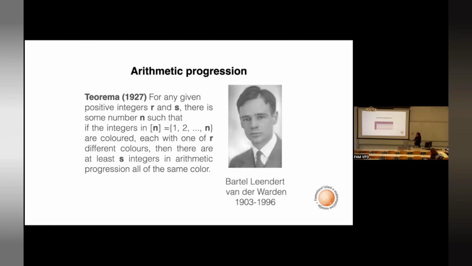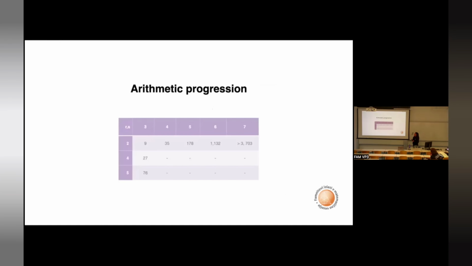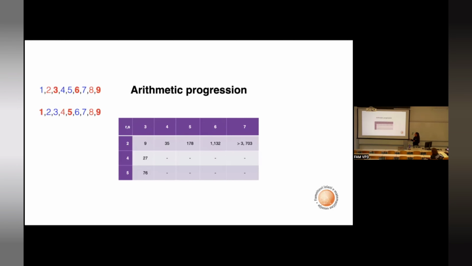And here are some numbers, and we can see the numbers that are known. We did this one here, or we proved that we always have it when we have 9 numbers. We always have 3 in color with 2. So this is what we did, but now we did it for 9.